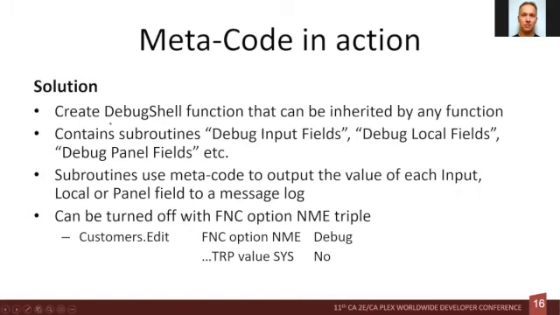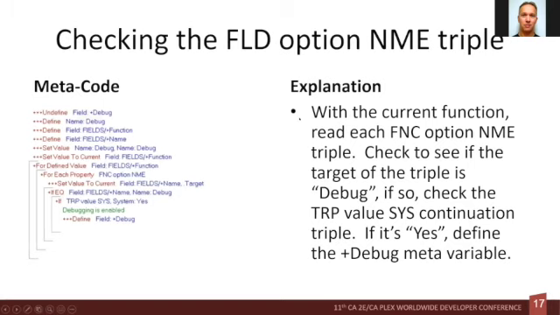So I would create maybe a function called debug shell that I can inherit. And within that function, I would have subroutines like debug the input fields, local fields, panel fields, etc. And the subroutines would use metacode to output the value of each of the variable groups. And then I want to be able to provide an option triple to turn on or off whether it generates that code or not. And so to check the field option name triple, I would use some metacode like this.